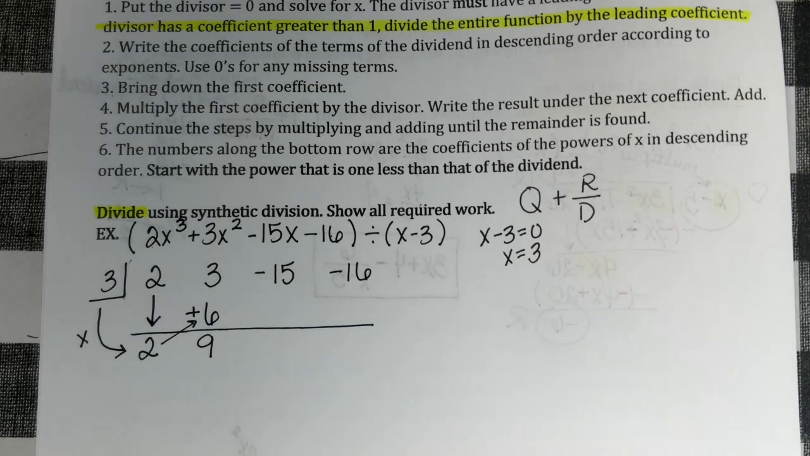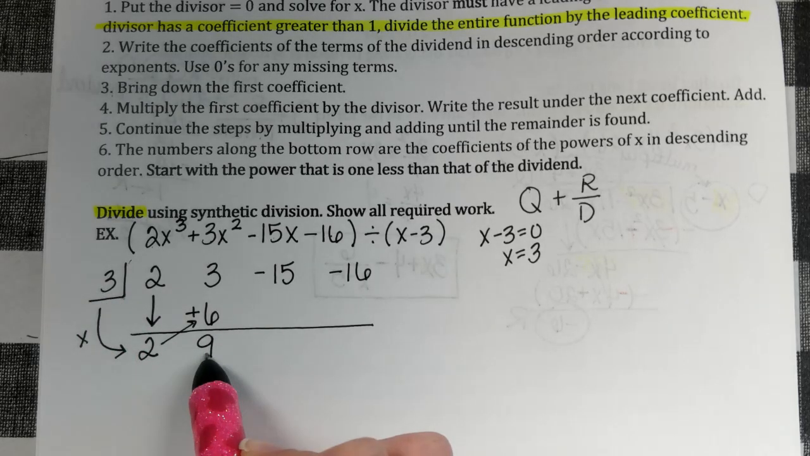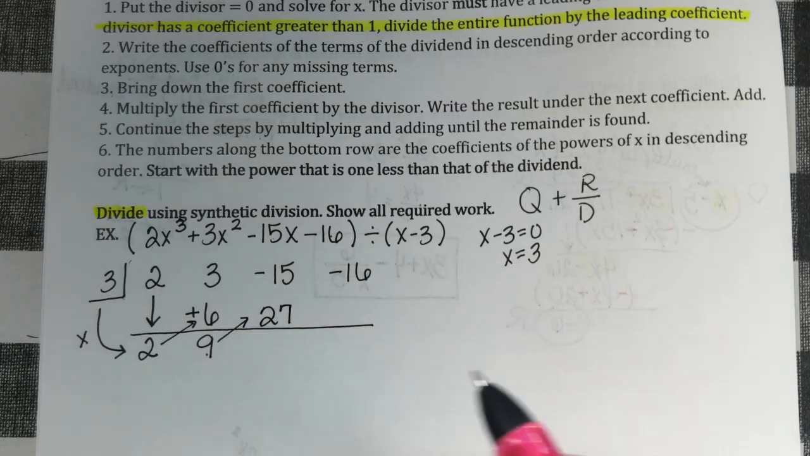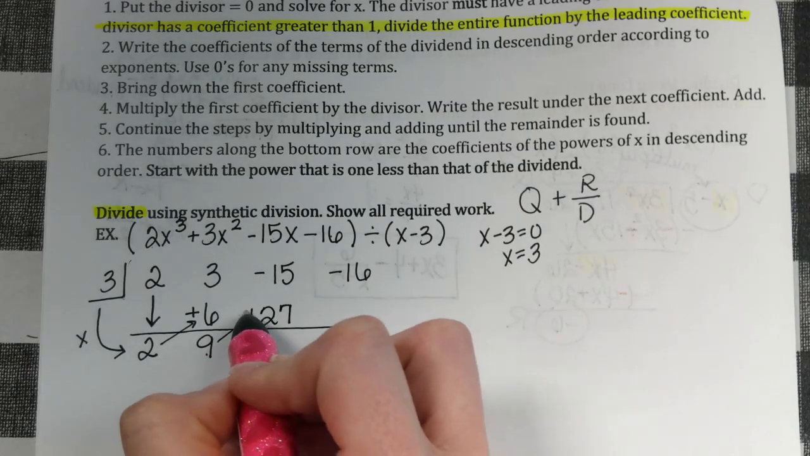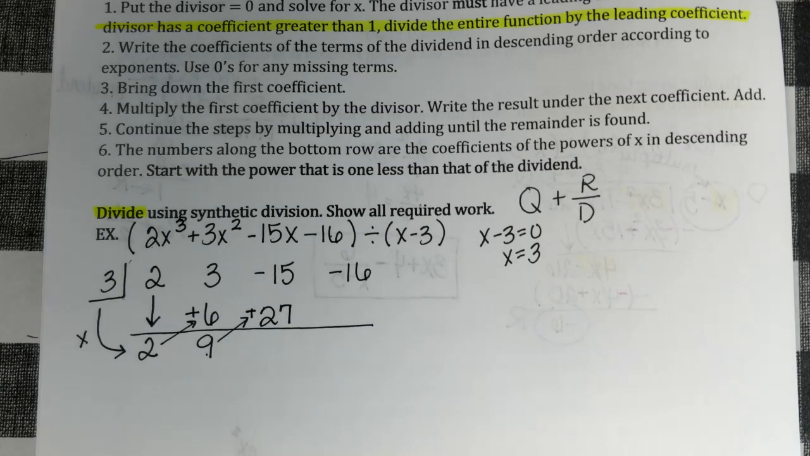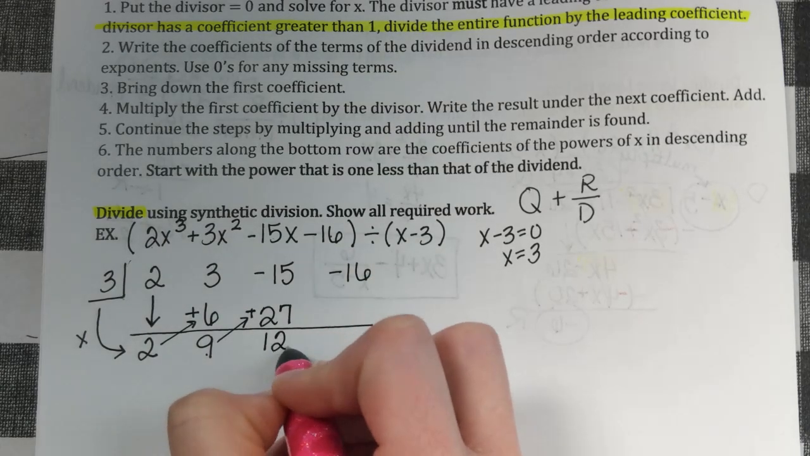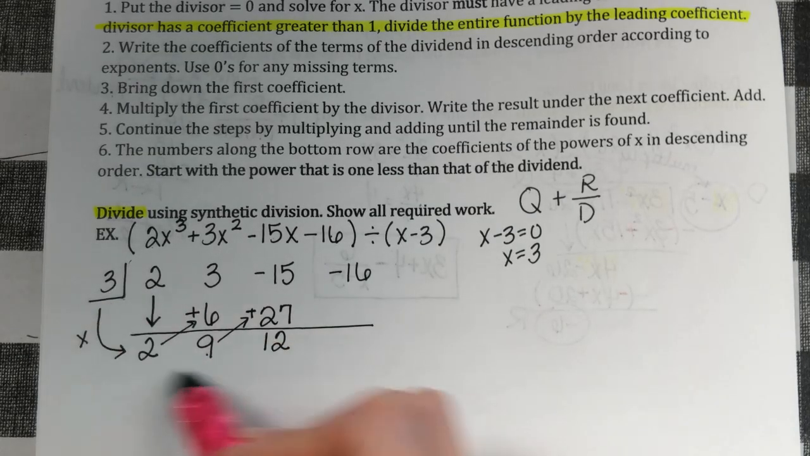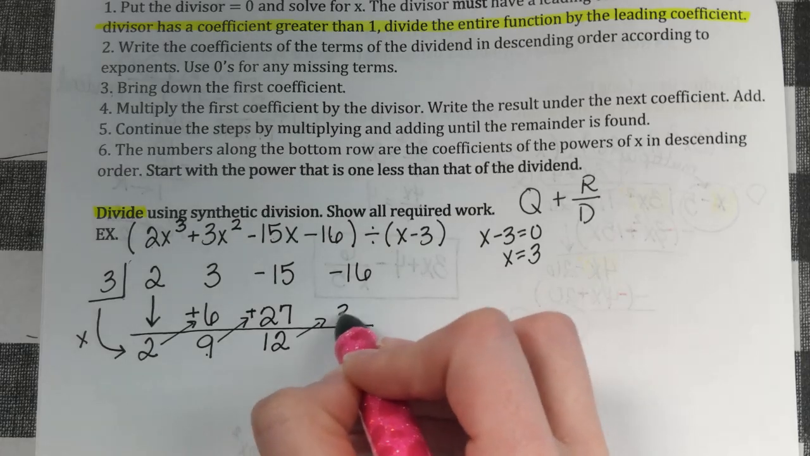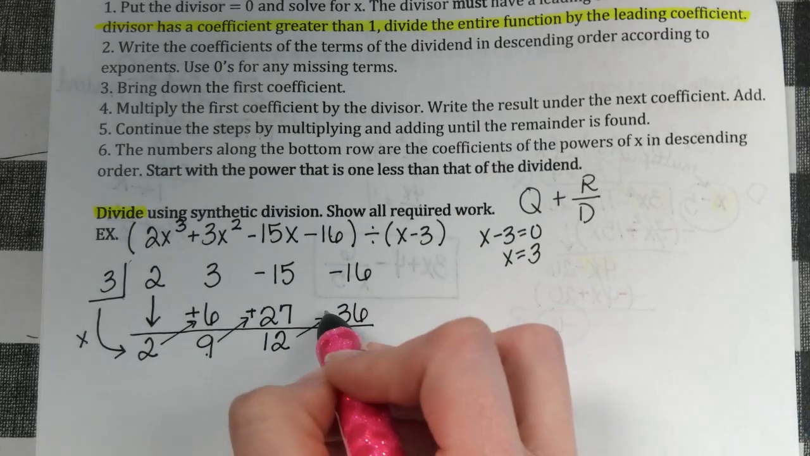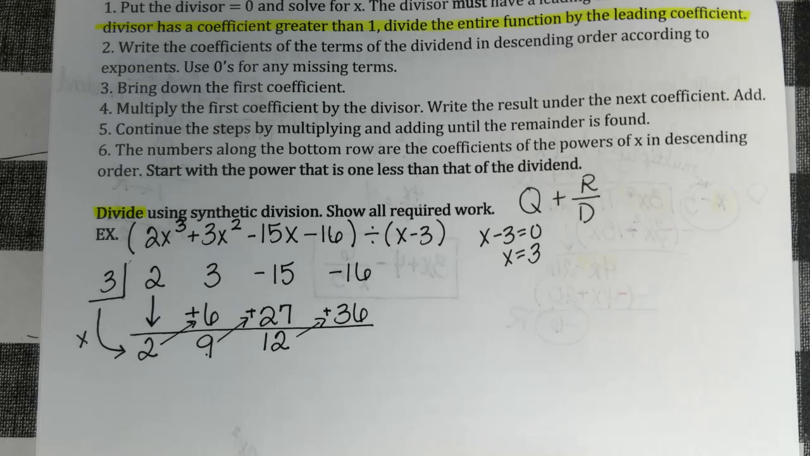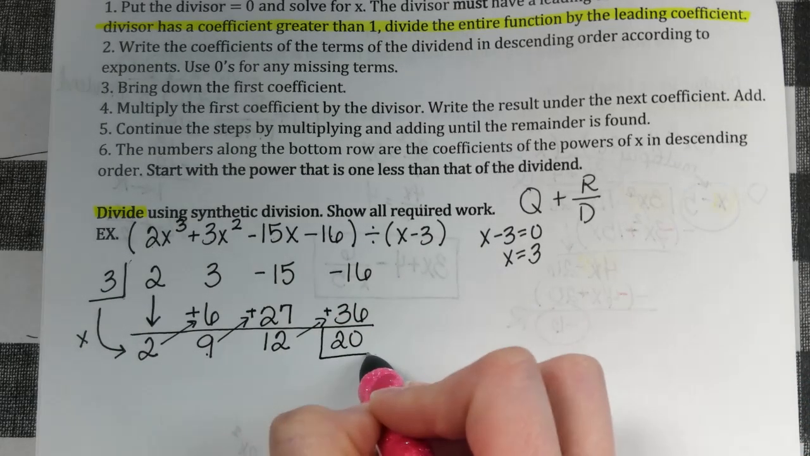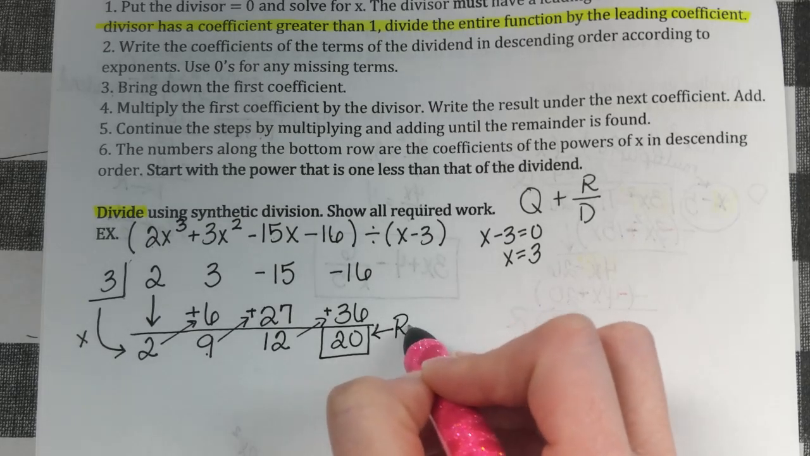Then I do all those steps again. I take 3 and multiply it by 9. 3 times 9 is 27, and I put that underneath the negative 15. I add negative 15 plus 27, and that gives me 12. Then I multiply 3 times 12. That gives me 36. I put it underneath the next term and I add. Negative 16 plus 36 leaves me with 20. This last number is your remainder.